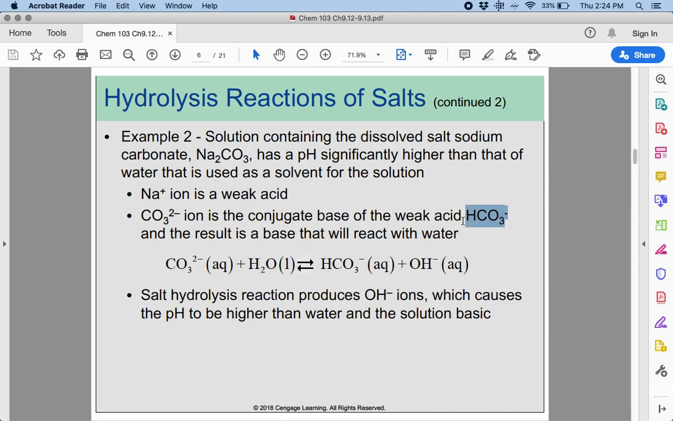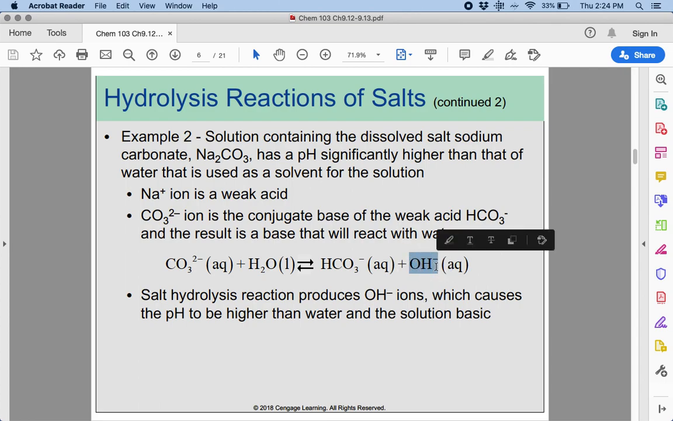And HCO3 is a weak acid, which means that CO3 2- is going to be a much stronger base, the conjugate base. So we're going to have a stronger base here, plus water, giving us HCO3-, which would be the weak acid. This is the base, this is the conjugate acid, this is the acid, this is the conjugate base. So we're producing OH- in this case.